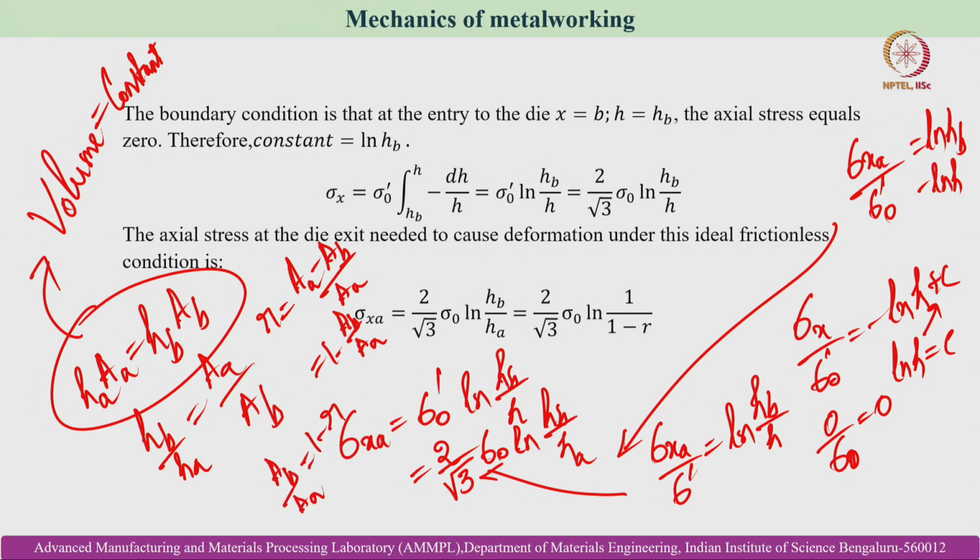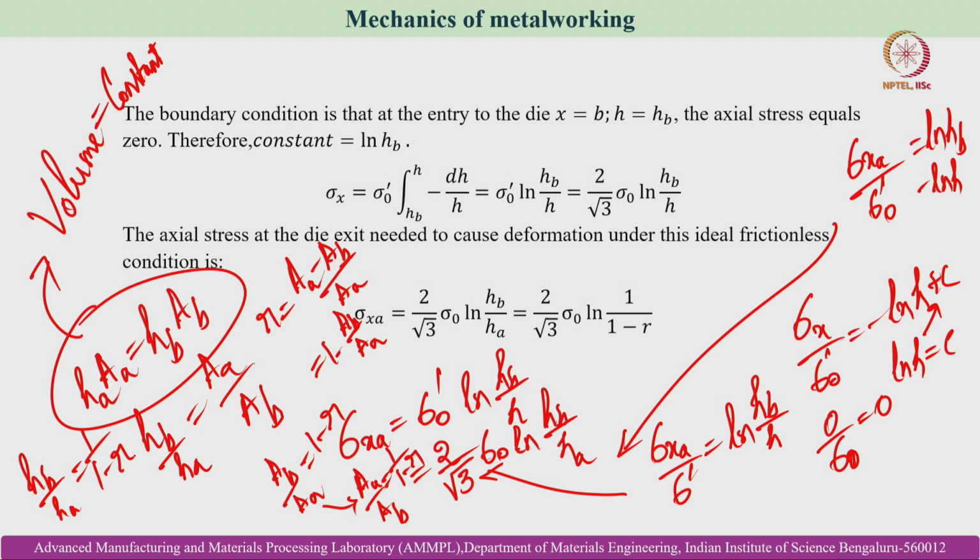Here we are getting that h_b by h_a is equal to A_a by A_b. So, from here we can calculate A_a by A_b as 1 by 1 minus r. Then if we put this value, it becomes h_b by h_a is equal to 1 by 1 minus r.